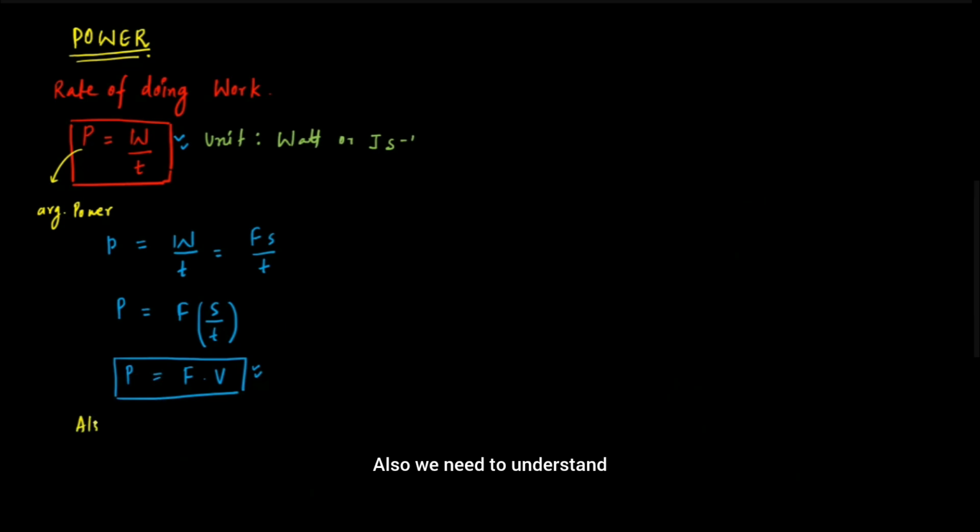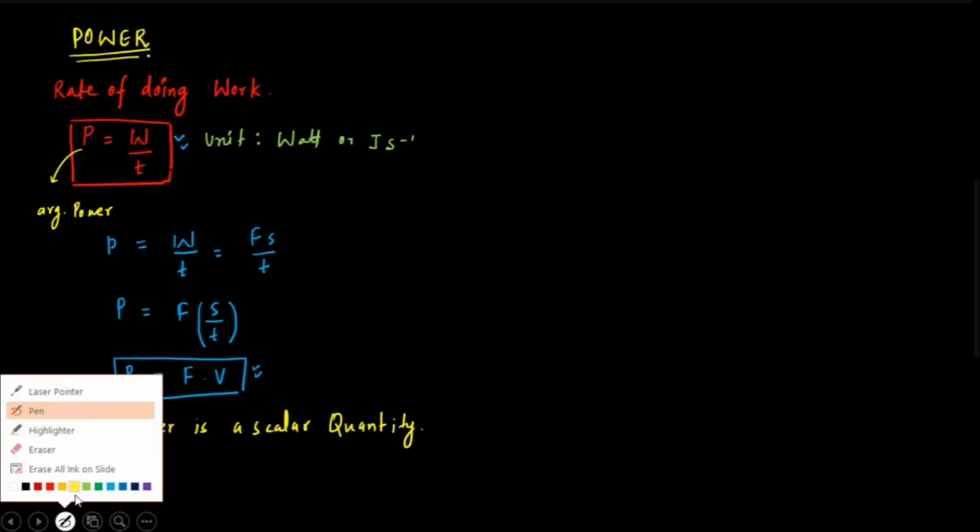Also, we need to understand that power is a scalar quantity. So it must not have any direction. It will simply define with what efficiency, or you can say with what speed, that whole thing is going to be done.